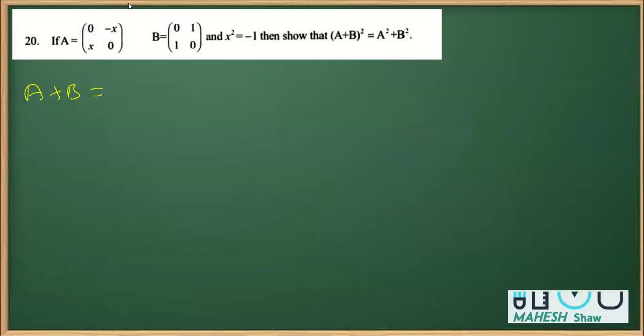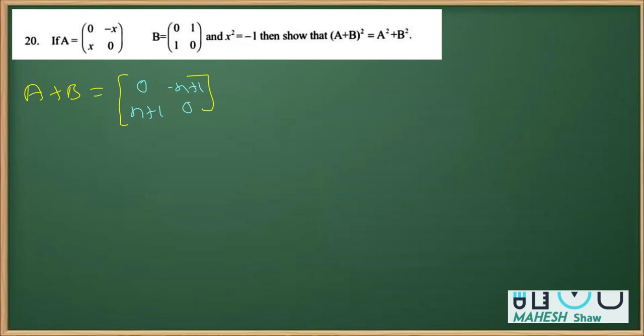So 0 plus 0 is 0. So we are getting A plus B as 0 plus 0 is 0, minus x plus 1 is minus x plus 1, x plus 1, and it's 2 by 2, that is 0 plus 0 is 0. So we got A plus B.